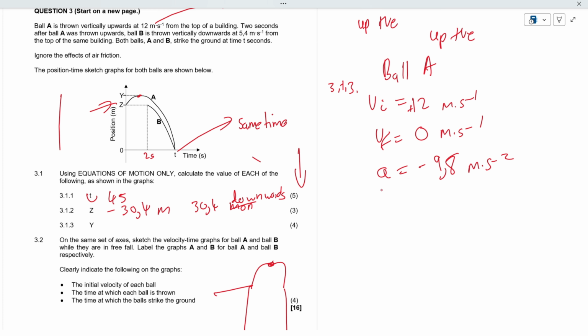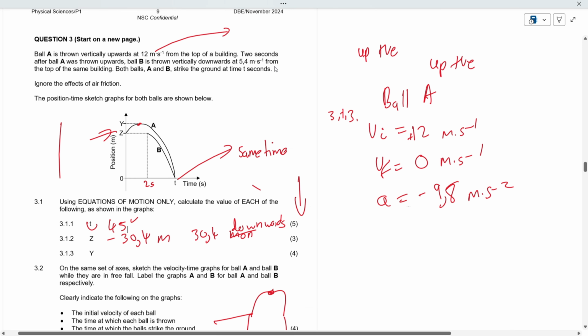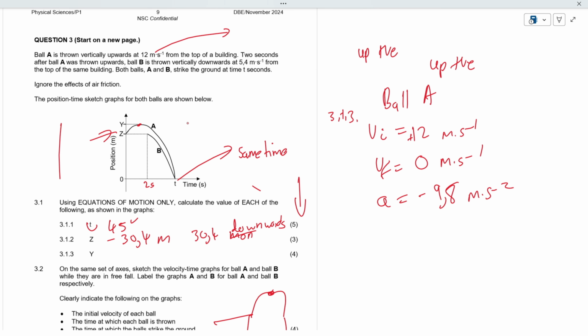And then what else do we know? We just know only those three items. But now what's different is that we know the time. We know what t represents, but this is the time for the whole motion. We are told that this is the time of the whole motion, and then let's read the information.